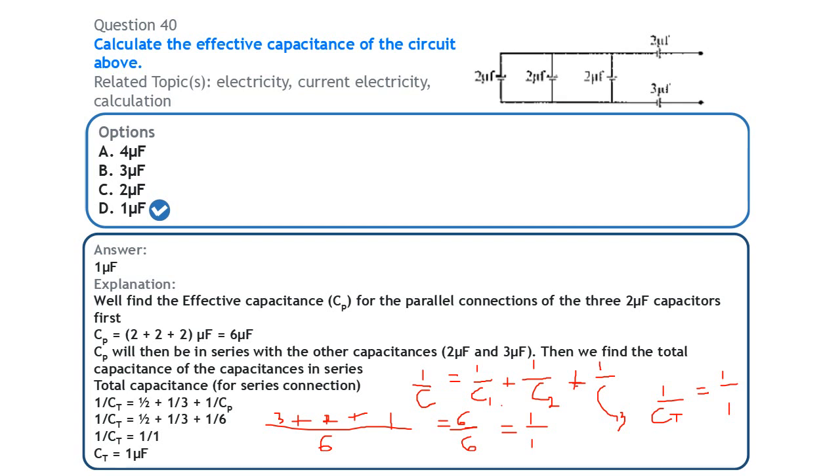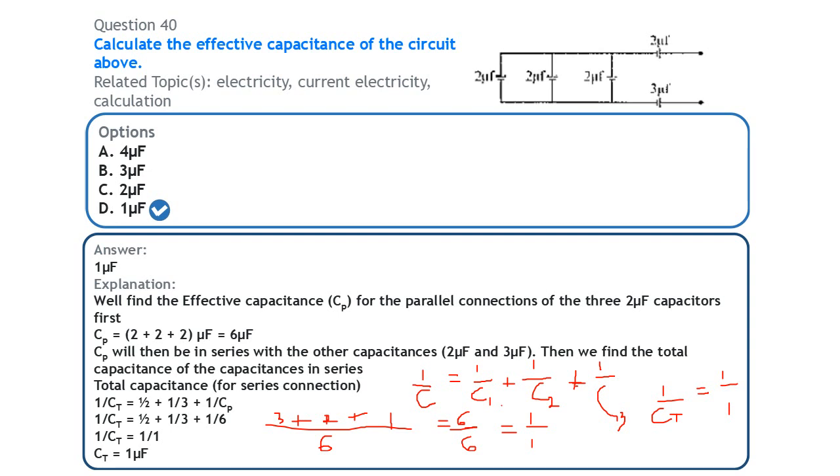Now this 6 microfarad will now be in series with this one here. It's now as if you have 2 microfarad there, then this line now has 6, after we have found the effective capacitance of all of this. 6, then 3 microfarad. So now we have 2 microfarad, 6 microfarad, and 3 microfarad connected in series. We then find the total capacitance.